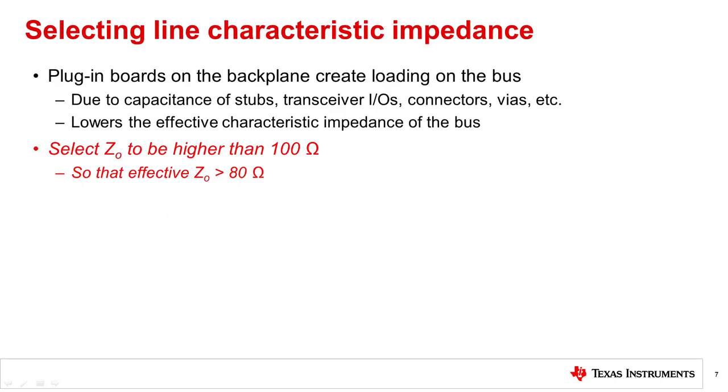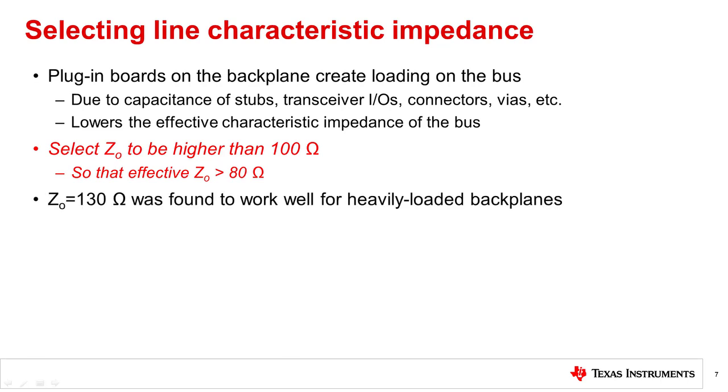Loading from plug-in boards lowers the effective characteristic impedance of the bus. This is due to extra capacitance from the stubs, the IOs of the MLVDS transceivers, the connectors, the board vias, etc. Therefore, the nominal characteristic impedance of the backplane traces should be designed to be higher than 100 ohm so that when the bus is heavily loaded, the effective characteristic impedance stays above 80 ohms.